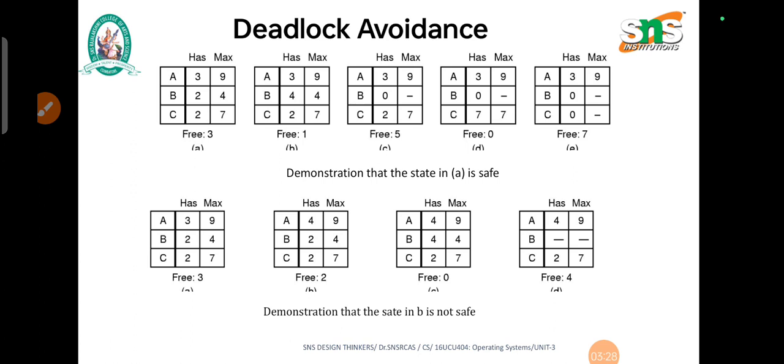If you see in this example, we have free resources; the total number of allocated resources is 10 and the total number of free resources is 3. This demonstrates that the particular process is in a safe state. If you see in the next diagram, the process is not in a safe state, which means a deadlock is going to occur.